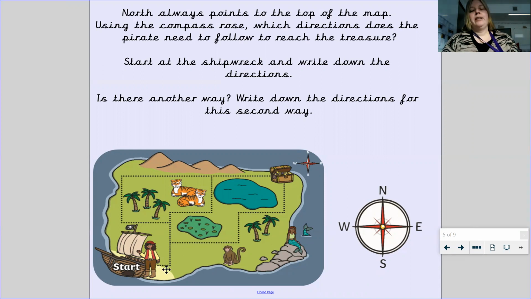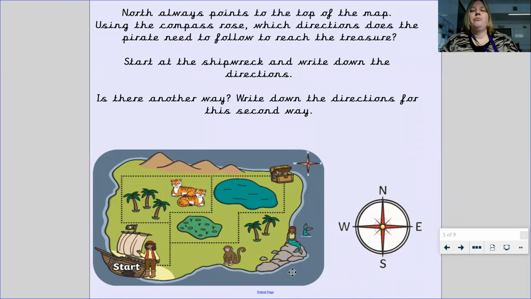If he comes this way along, he is travelling east. Then if he goes this way, what way would he be travelling? He would be travelling north. If he comes along this way, what way would he be travelling? He'd be travelling east again. If he goes this way again, which direction is he travelling? North. And then finally, he would travel east to get to the treasure chest. Can you write down how he would get to the treasure chest for me?